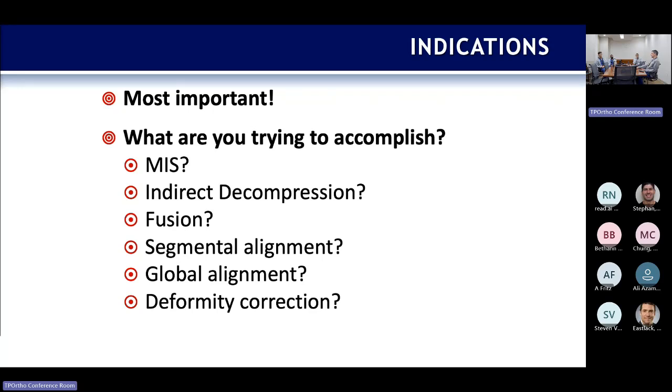When it comes to when to use this technique, I think indications are really important. What are you trying to accomplish? Is it just being MIS or trying to do an indirect decompression? What are the fusion indications in that patient? Understanding the segmental and global alignment, and are you doing a deformity correction? The main thing is, if the fusion is indicated, it's almost always, outside of L5-S1, going to be something that you should have on your table as, hey, is this a better one for lateral?